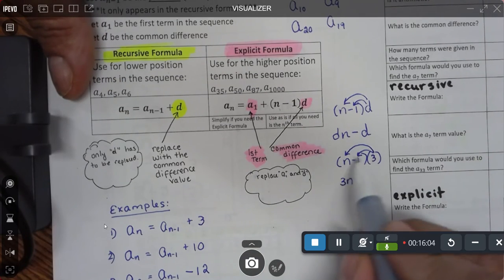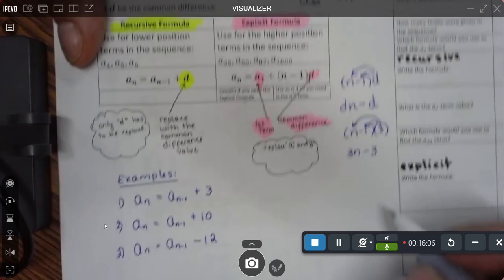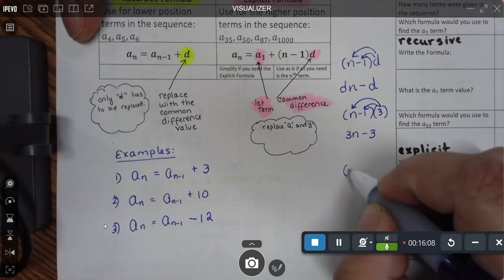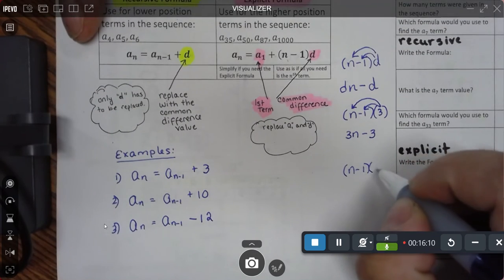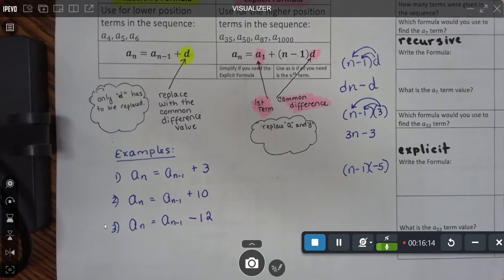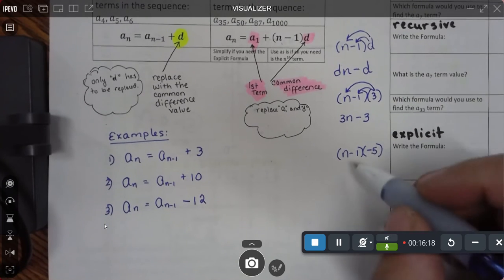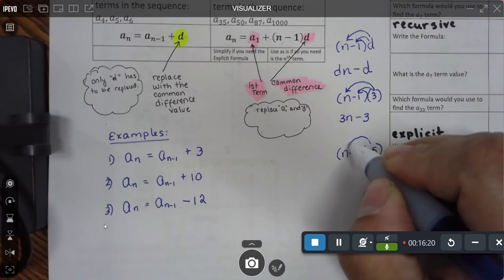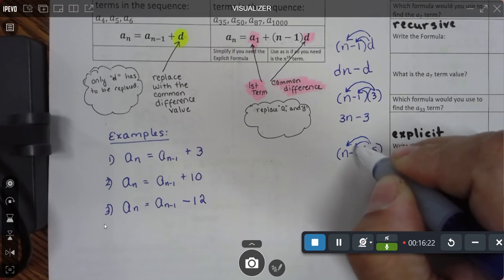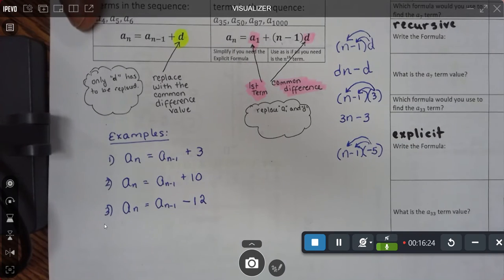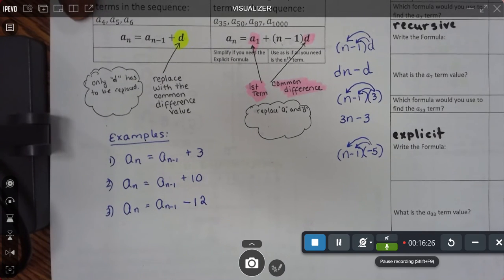You want to practice another one where you're distributing? Okay, let's practice one with a negative number. Let's say that the common difference is -5. So when we plug it in, it's going to look like that, right? So now distribute. All right, I'm going to put a stop on the video. I'm going to let you distribute and we'll be right back.